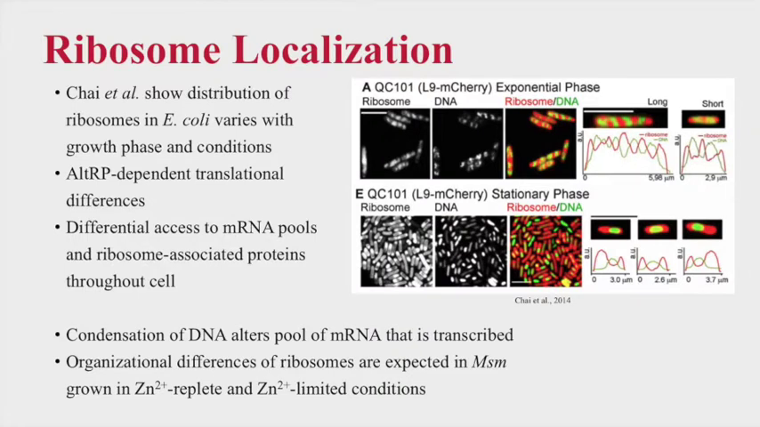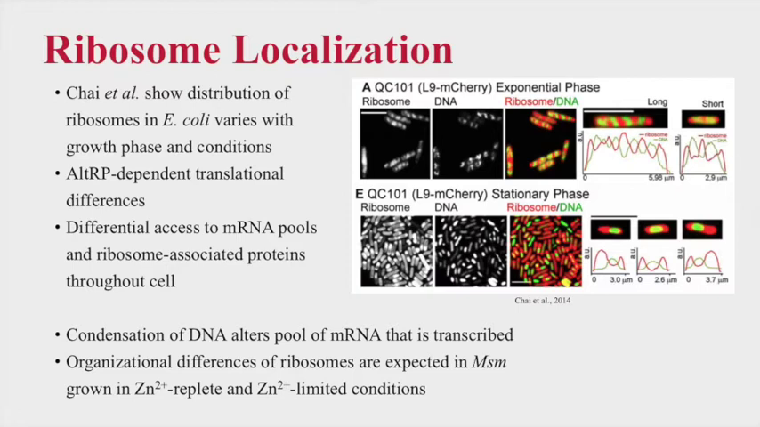Previous studies have shown that distribution of ribosomes in E. coli varies with growth phase and conditions. There are AltRP-dependent translational differences in smegmatis that reflect the morphological differences between PrimRP and AltRP expressing smegmatis. Differential localization of ribosomes may change access to mRNA pools and ribosome-associated proteins, affecting the mRNAs translated and the proteins synthesized. Condensation of DNA alters the pool of mRNA that is transcribed. Therefore, differential localization may dictate which proteins are synthesized.